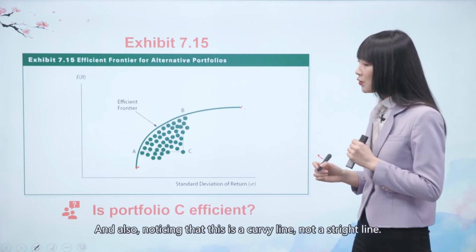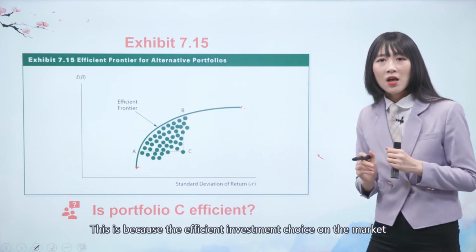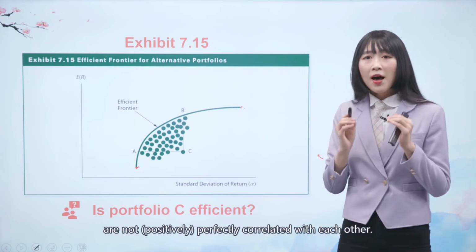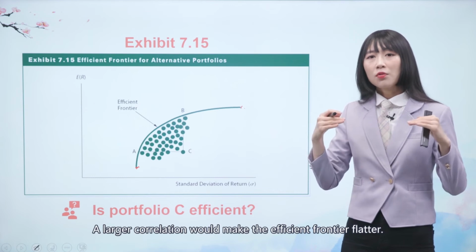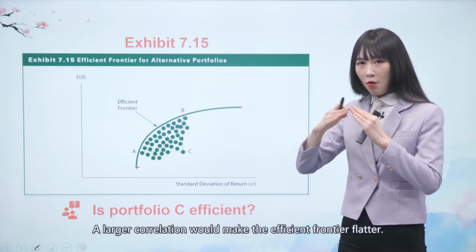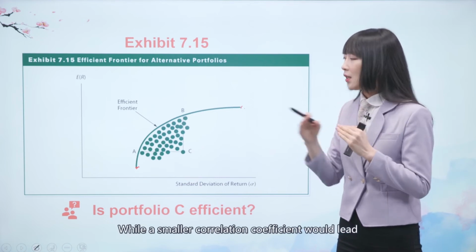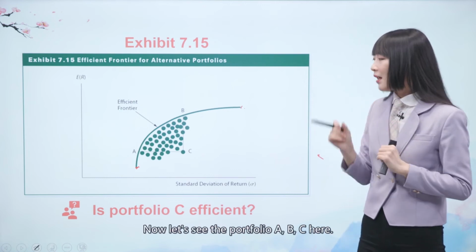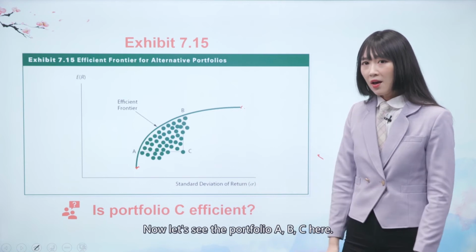Also, notice that this is a curvy line, not a straight line. This is because the efficient investment choices on the market are not perfectly correlated with each other. A larger correlation would make the efficient frontier flatter, while a smaller correlation coefficient would make this efficient frontier more curved. Now, let's see portfolios A, B, C here.